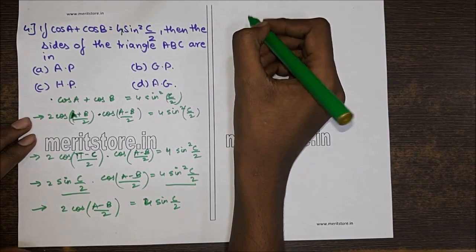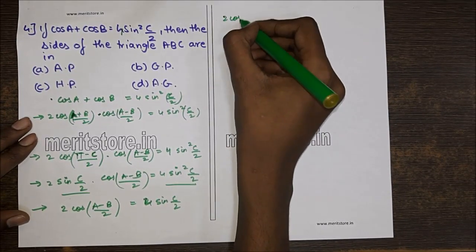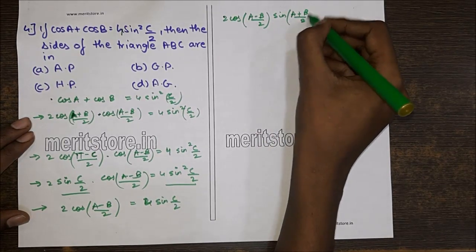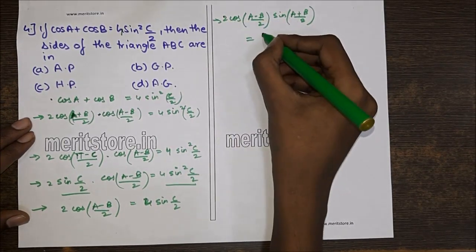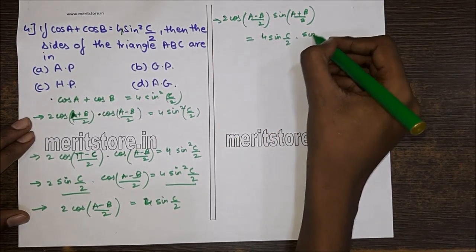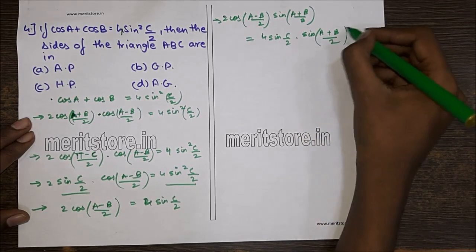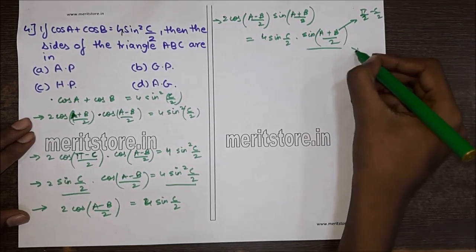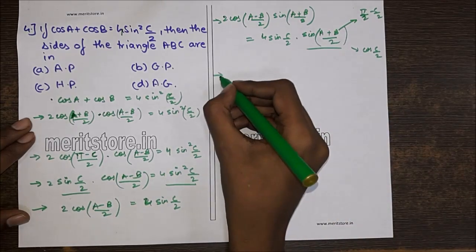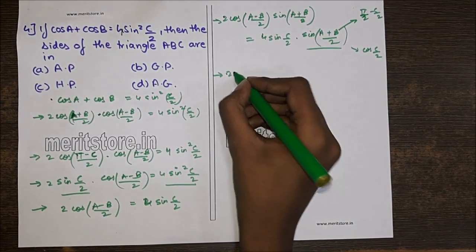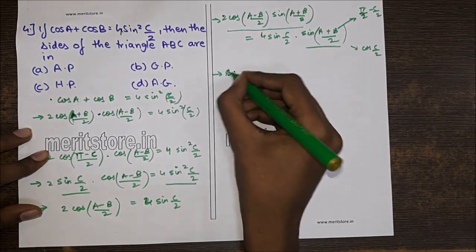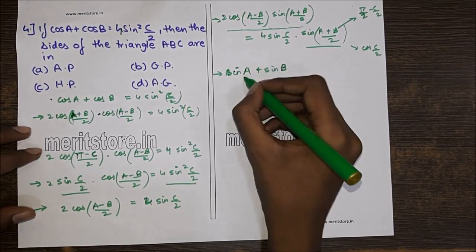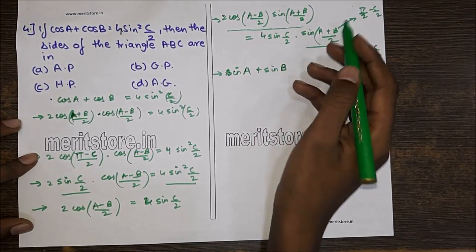So we multiply sin (A plus B) by 2 on both sides, so we get 2 cos (A minus B) by 2 sin (A plus B) by 2 is equal to 4 sin C by 2 into sin (A plus B) by 2. So this term is again pi by 2 minus C by 2, so this term can be written as cos of C by 2. So next step is, now this term can be written as sin A plus sin B by using the formula 2 cos A sin theta.